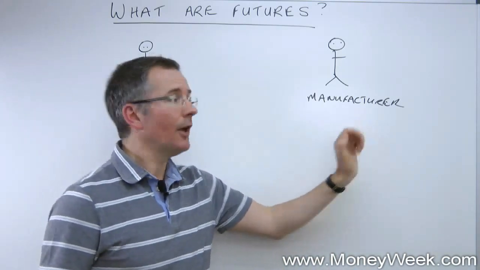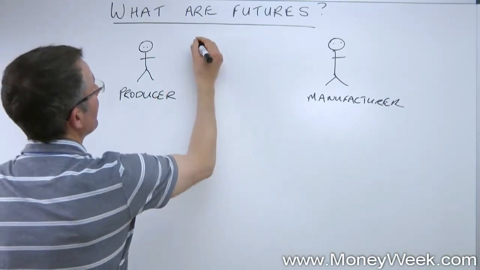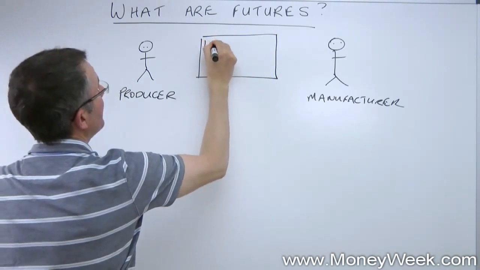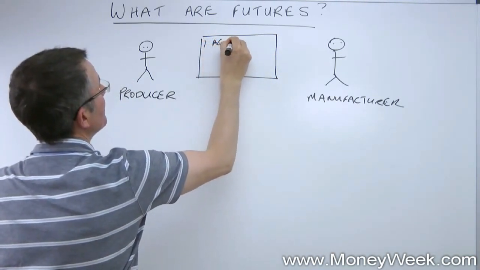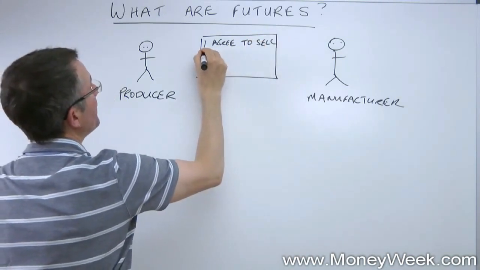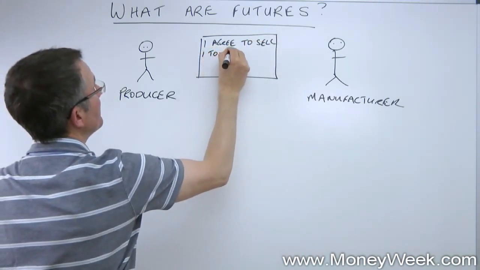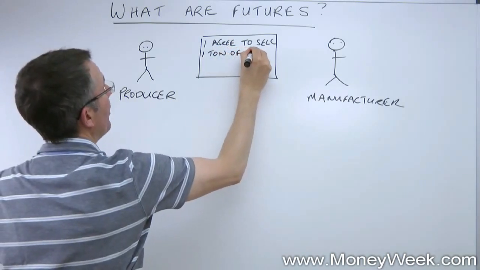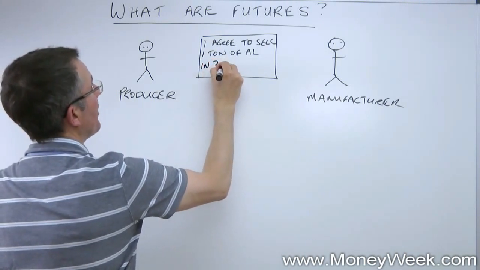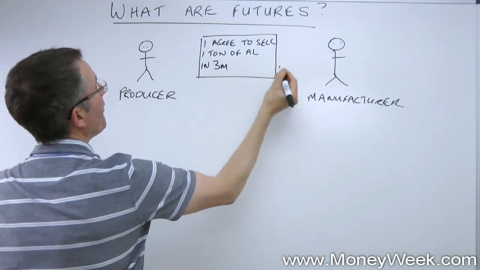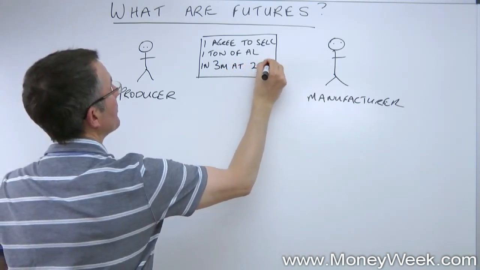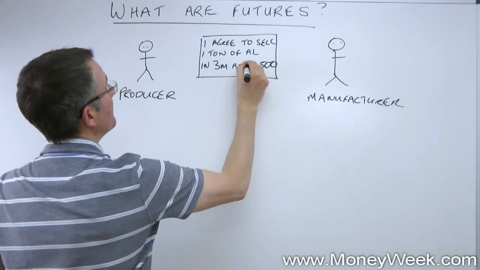So here's an example of how a simple forward contract will enable both parties to take away their respective concerns. So a forward contract would simply be the producer saying to the manufacturer, well look, I'll tell you what, why don't we just say that I agree to sell, excuse my spidery writing, 1 ton of aluminium, I'll just call it AL, 1 ton of aluminium when you need it in 3 months' time, and we'll fix a price of, say, $2,500 per ton.